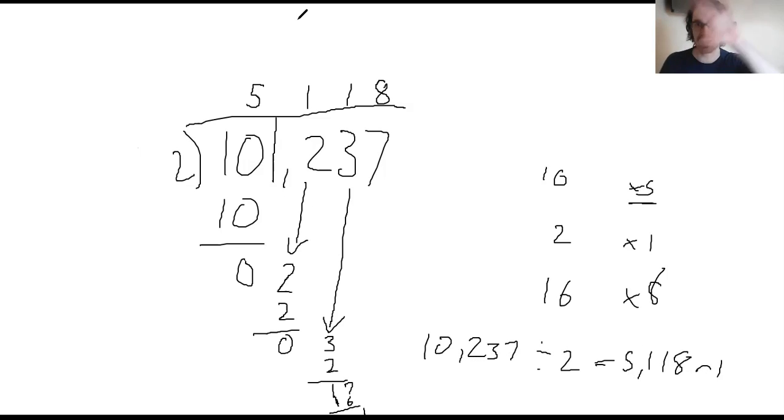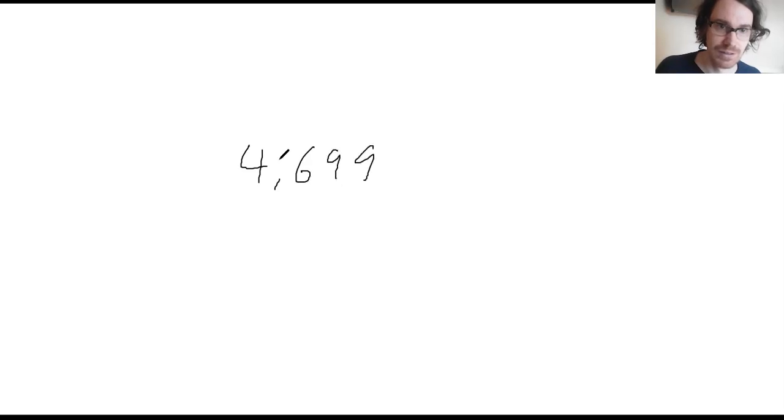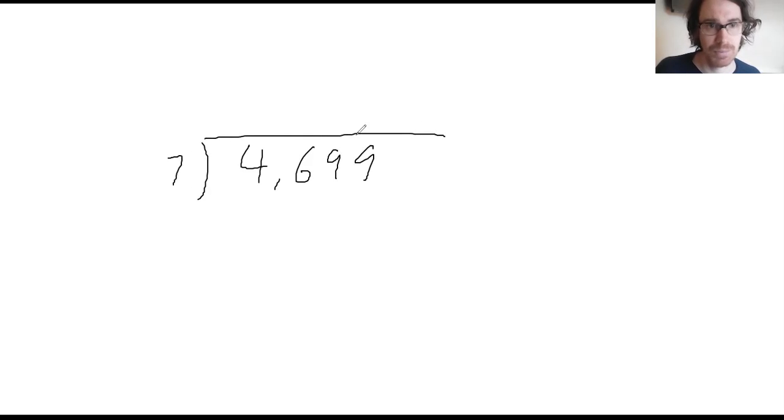Okay, so let's just try picking a random number and we'll just go through all the steps. A random number divided by a random number. I'm going to give you 4,699 divided by 7. Break it down, 7 into 4, no, 7 is too big. 7 into 46, okay. Highest multiple would be 42, which is 7 times 6. We find the remainder is 4.